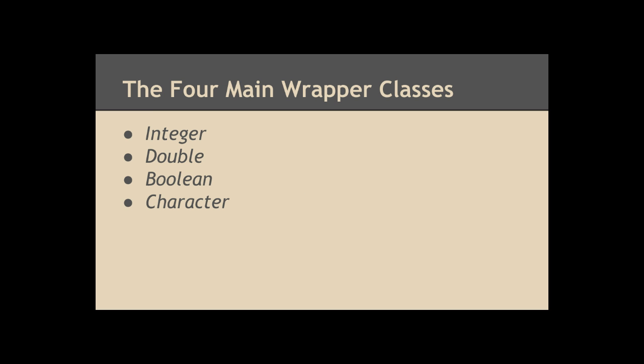So there are four main types of wrapper classes. There's the integer wrapper class, double, boolean, and character. And they all have a capital letter in their declaration, in their syntax. That's important because that'll make the distinction between a Double and a double that's not capitalized, which is a primitive data type.